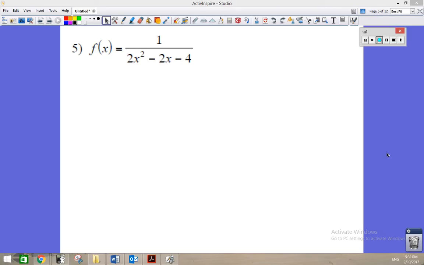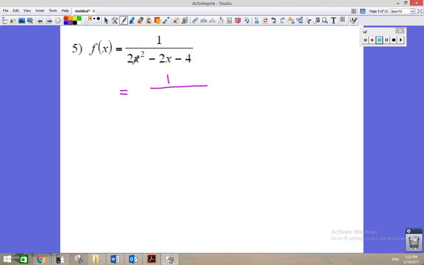Okay, I have a rational function. Even though this numerator is a constant, we do consider constants a monomial, a polynomial, a constant of just one. In the denominator here, we have a polynomial of degree 2 with a leading coefficient of 2. We want to factor the numerator and denominator. Well, the numerator is just 1, so we don't do anything with it.